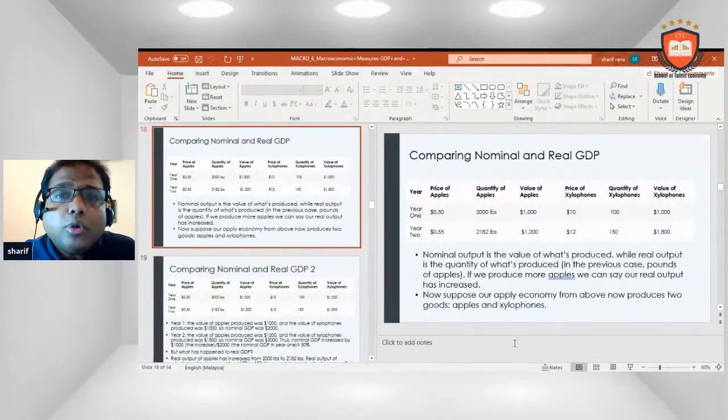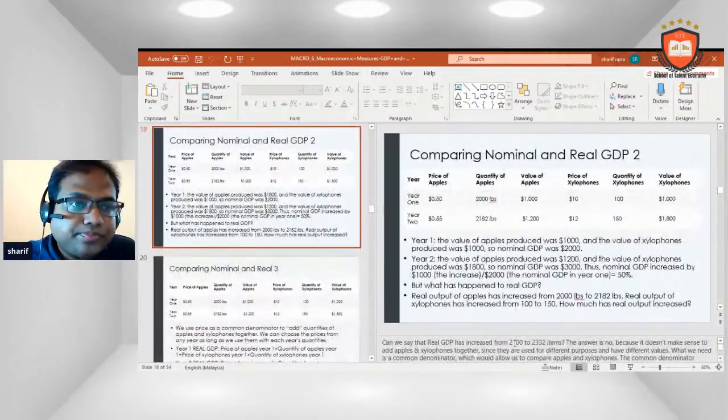So, comparing nominal and real GDP. Nominal output is the value of what is produced, while real output is the quantity of what is produced. If we produce more apples, we can say our real output has increased. Now suppose our apple economy now produces two goods, apples and xylophones.